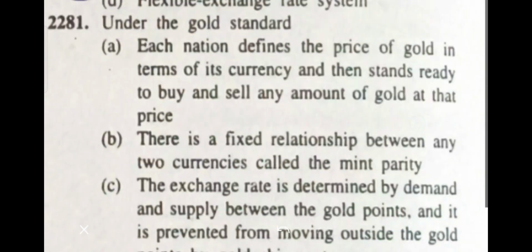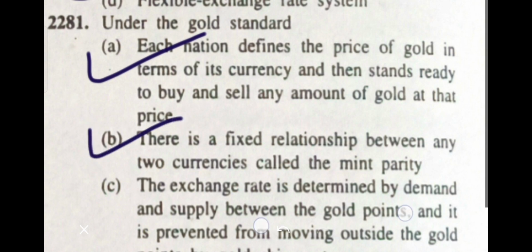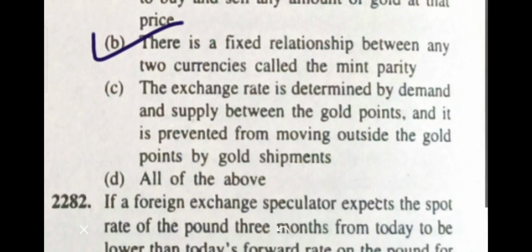Under the gold standard, each nation defines the price of gold in terms of its currency and then stands ready to buy and sell any amount of gold at the price. There is a fixed relationship between any two currencies called the mint parity. The exchange rate is determined by demand and supply between the gold points and is prevented from moving outside the gold points by gold shipment. All of the above.